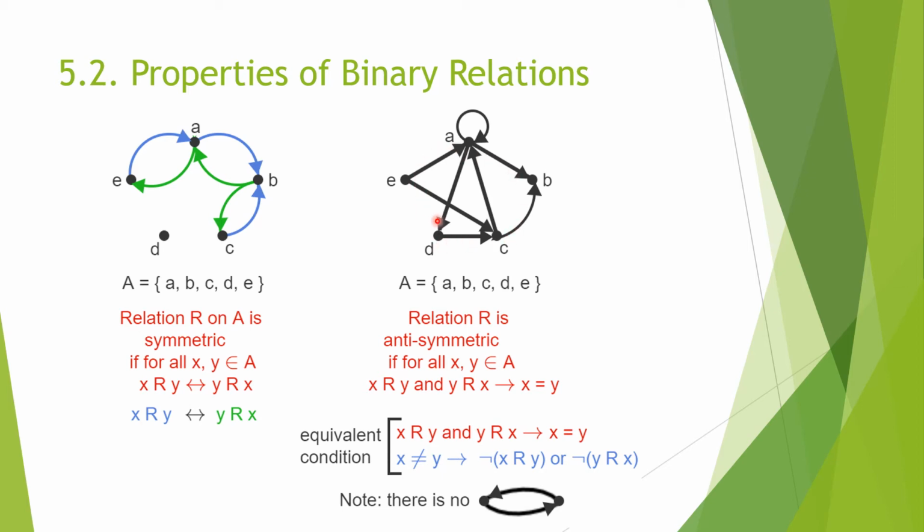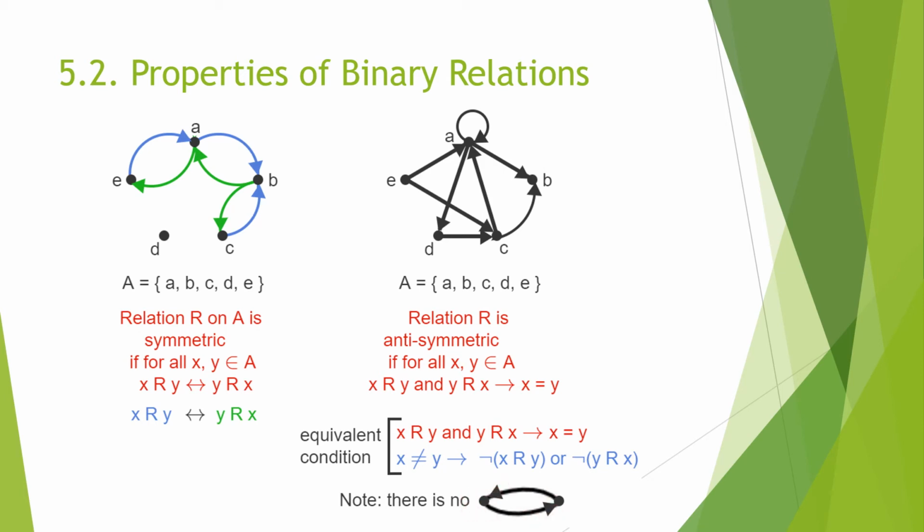This is another example that shows an anti-symmetric relation. Why? Because for every two distinct elements of the domain that you pick, it's not the case that both elements are related to each other. In other words, there is no such pattern that you see at the end of this slide in this graph.